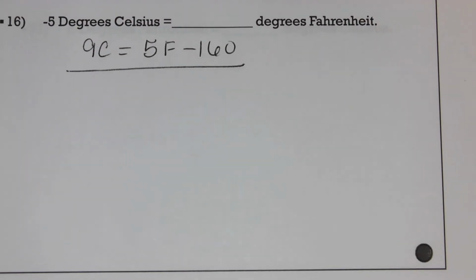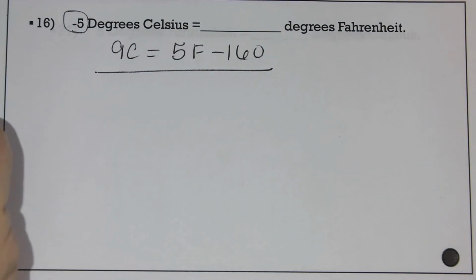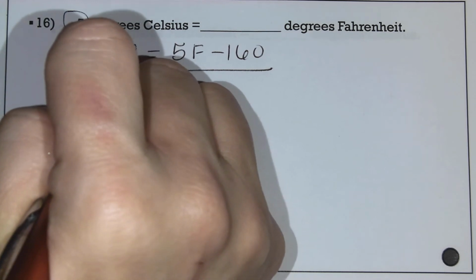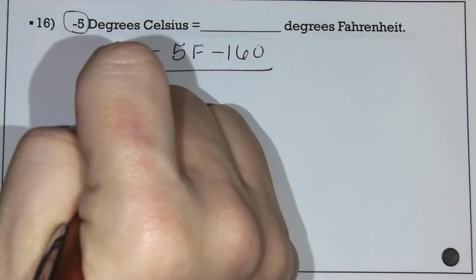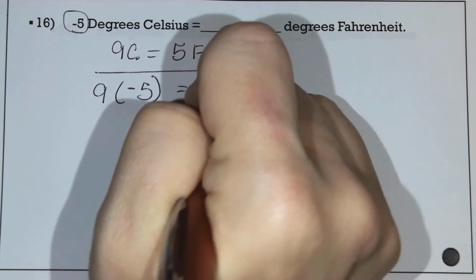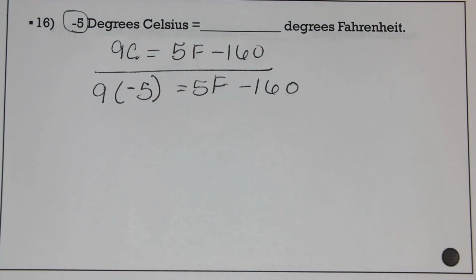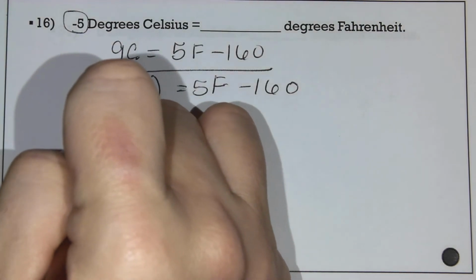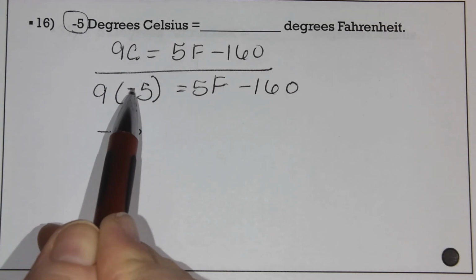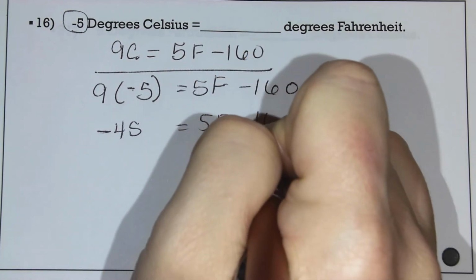Okay, so our last problem here is a negative, so we're going to treat it just a little bit different. You have 9 times negative 5 equals, and then you bring everything down, 5F minus 160. Okay, so 9 times negative 5, you're going to have negative 45. So you still multiply. 9 times 5 is 45, but anytime you multiply a positive with a negative, it's always negative. Okay, equals 5F minus 160.